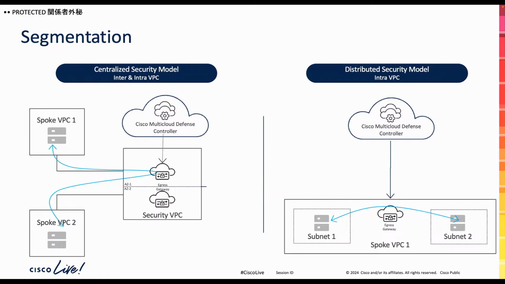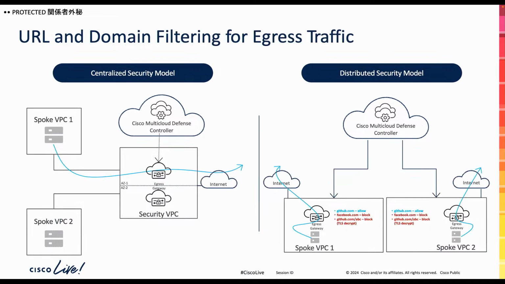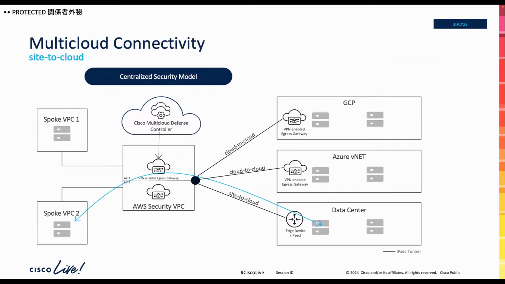So segmentation is east to west, another big use case. Hey, we don't want workloads in VPC1 and VPC2 talking over certain ports and protocols, so this enforces segmentation for you. Like I said earlier, you can use the native AWS Azure tags to create those policies. Okay. URL domain filtering, same. Now, this is what I was just referring to is site to cloud connectivity. So if this is my data center, I can just drop IPsec straight to the gateway running in my transit VPC, right?